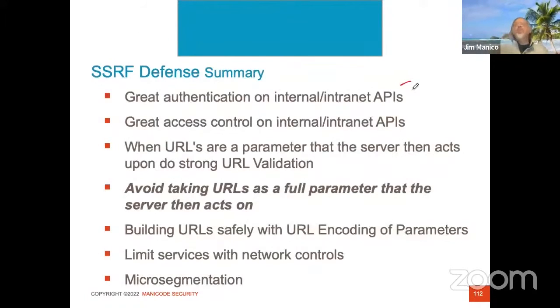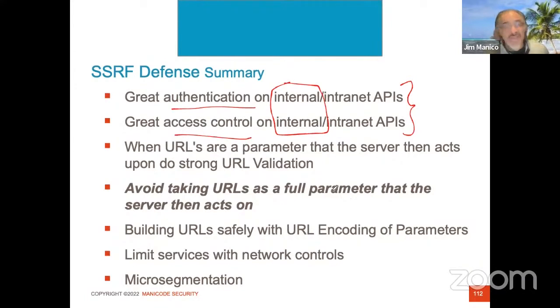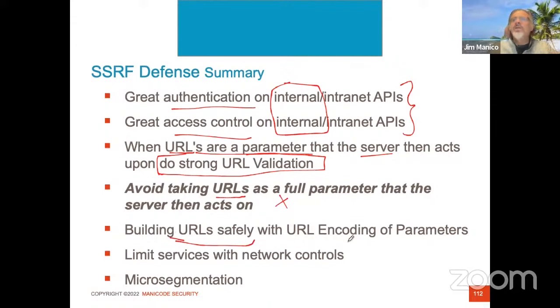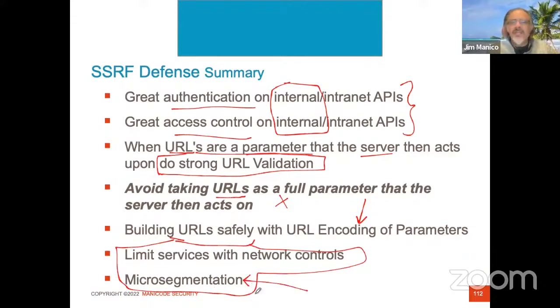To stop this problem, you want great authentication or access control, even on your internal APIs. Having an internal API with no security is a really bad idea. And if you're going to use a URL as a parameter that the server acts on, then do very strong URL validation. Make sure it's a legal URL on your server. And how about don't take a URL as a parameter? Just don't do that at all. It's a bad feature. Also, if you're going to build a URL, URL encode the parameters, and you can even set up network rules to limit what your services can do. Micro segmentation on the network.